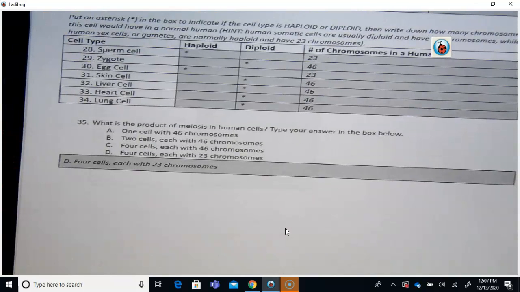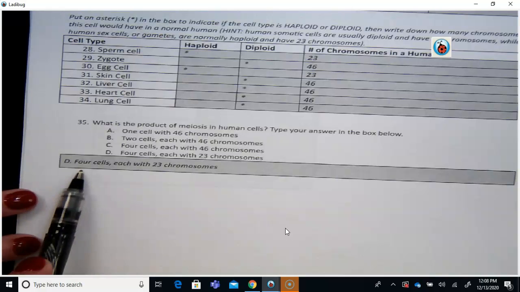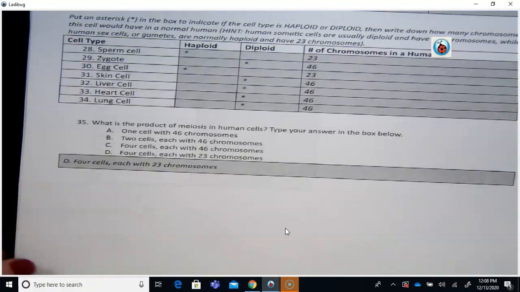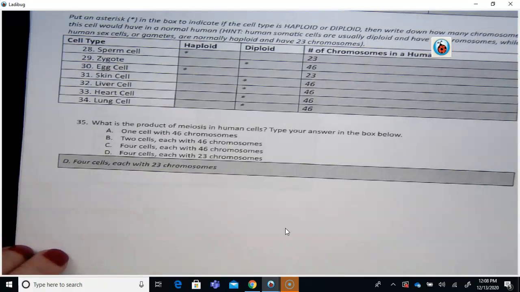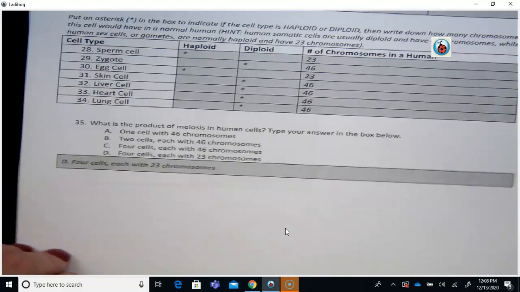Number 35, what is the product of meiosis in human cells? It would be D, 4 cells are produced, each with 23 chromosomes, which makes them haploid, and they are also all genetically different.